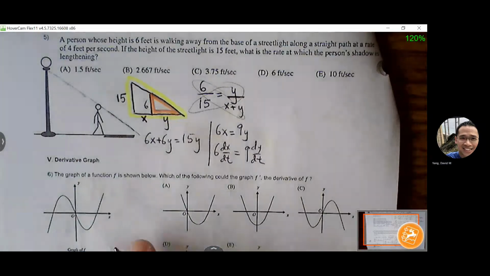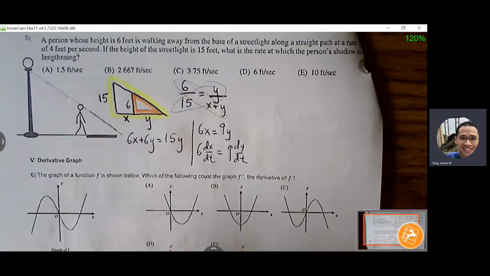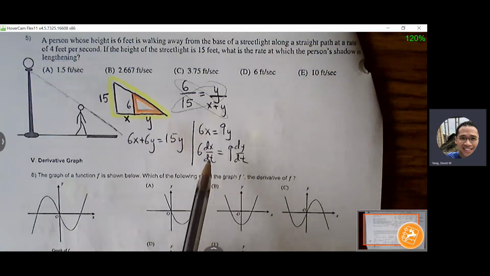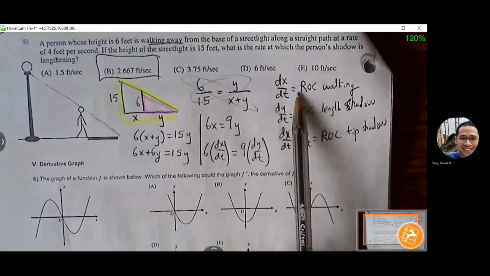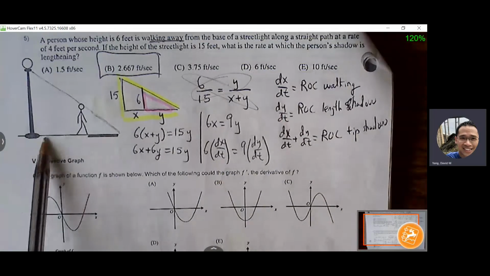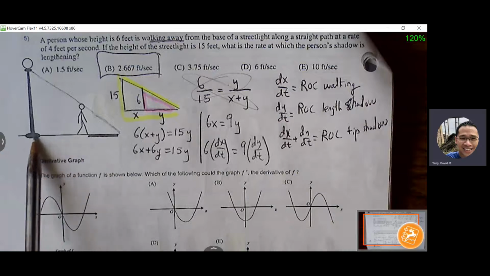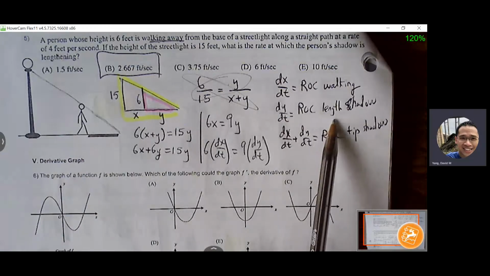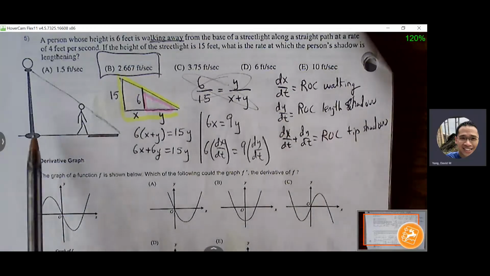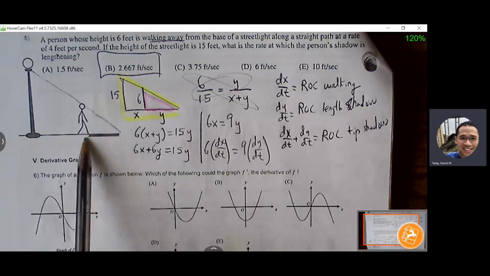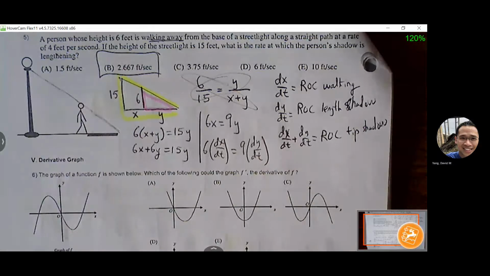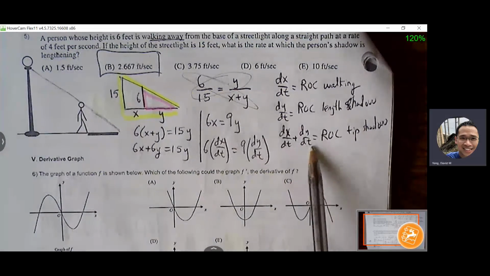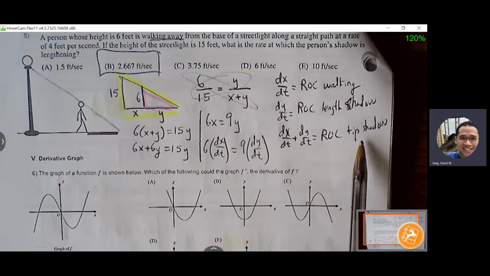Now, to move forward with this problem, I want to make sure that we understand what each of these mean, right? So here's something that you can write down. dx/dt means the rate at which the person is walking either towards or away from the lamppost. dy/dt is going to be the rate of change of the length of the shadow caused by the person moving. But if I add the two rates together, I end up with the rate of change of the tip of the shadow.